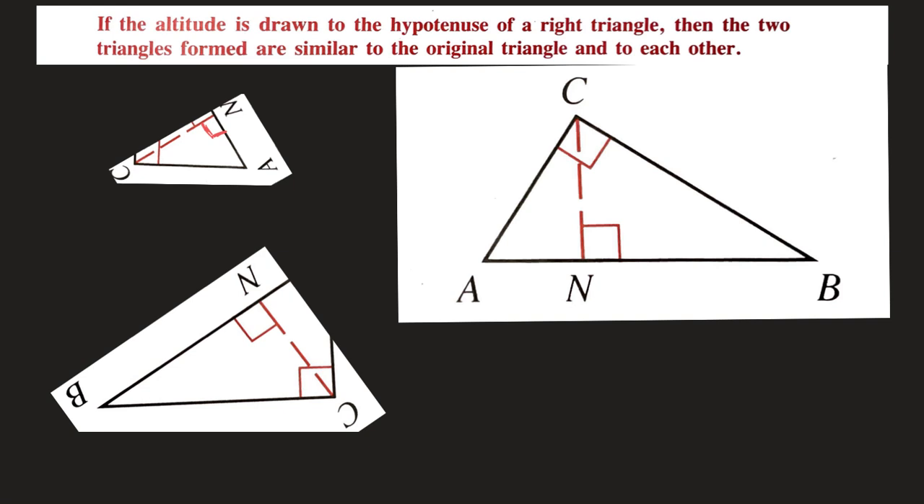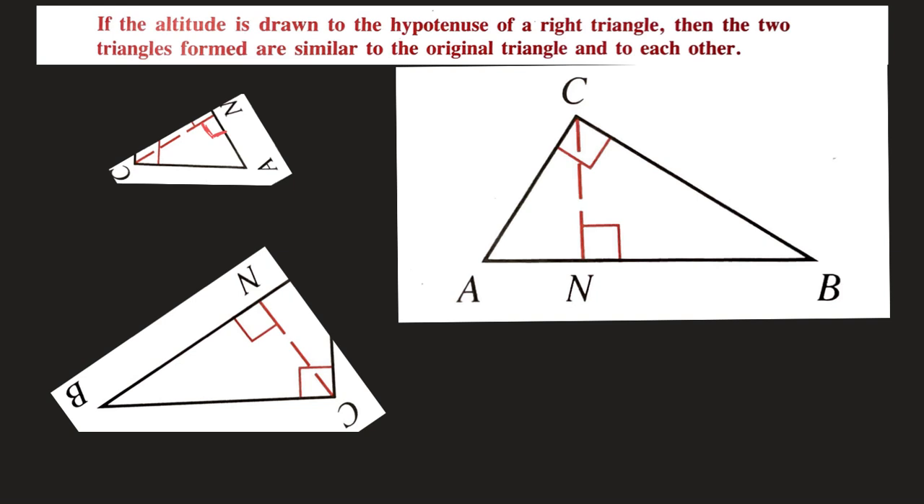We can see that we have a right angle here and a right angle there, and angle A. So two angles that are the same. These two, the big one and this little one, are similar, and we have a right angle here and angle B, and a right angle here and angle B. So these two are similar as well. So there you go.